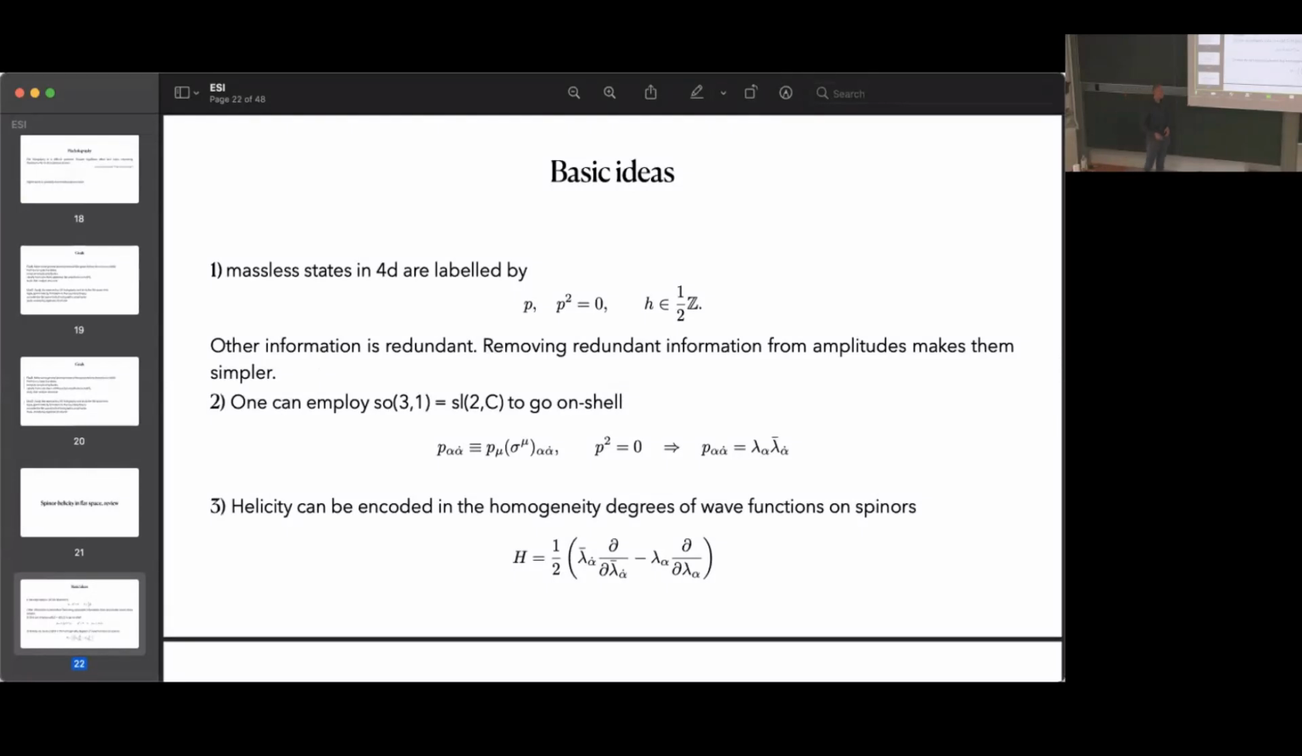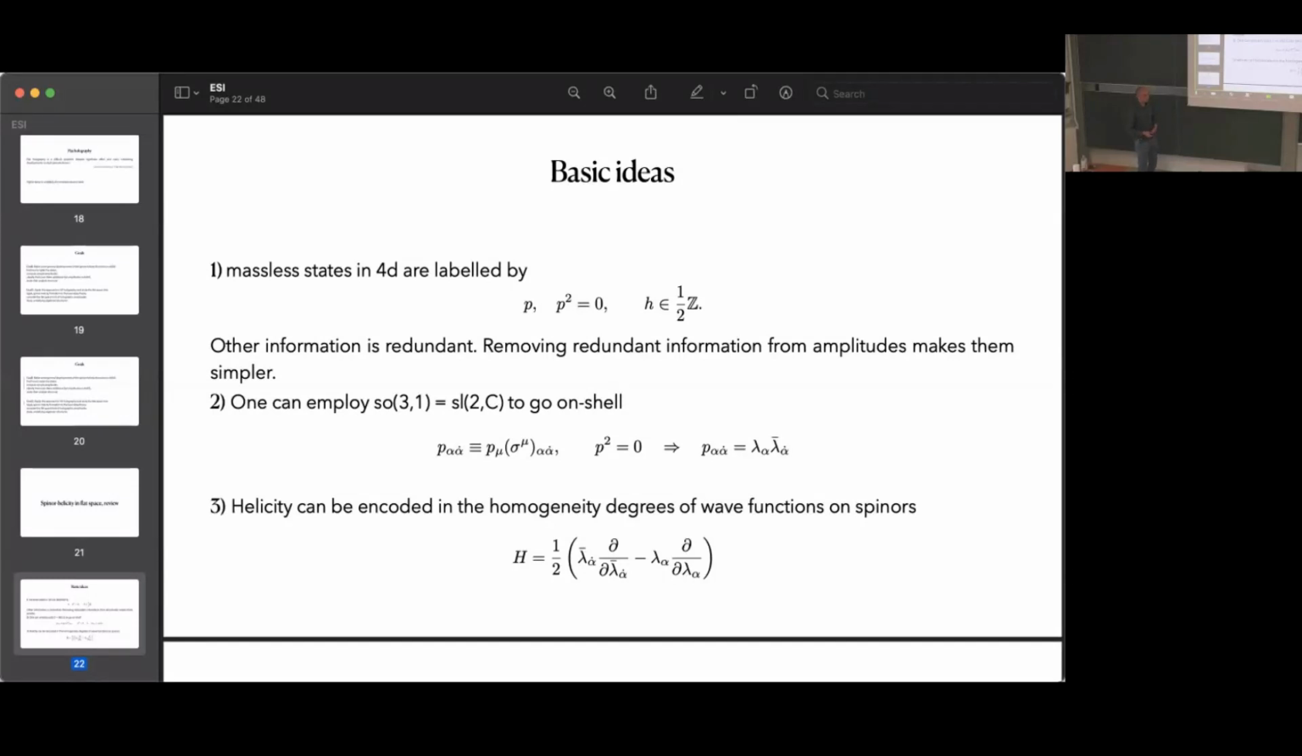Okay, so now I'm going to review the spinor-helicity formalism in flat space. There are basically two key ideas. The first one is that there are only two quantum numbers that we have to specify to describe the state of a massless particle in 4D on the external lines, which is just momentum and helicity. Momentum squares to 0 and helicity is half integer. The idea is that if you keep just this physical information and remove any redundant information, and write your amplitudes in these terms, then they can be very compact.